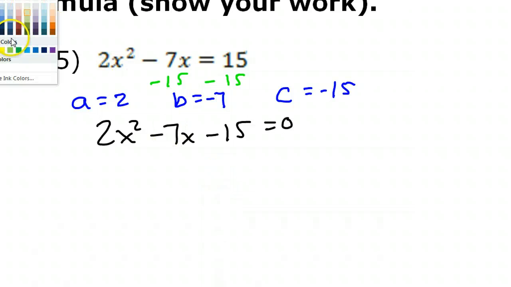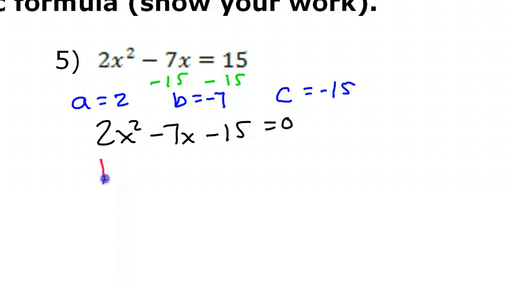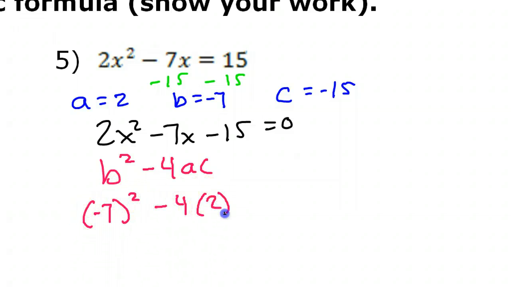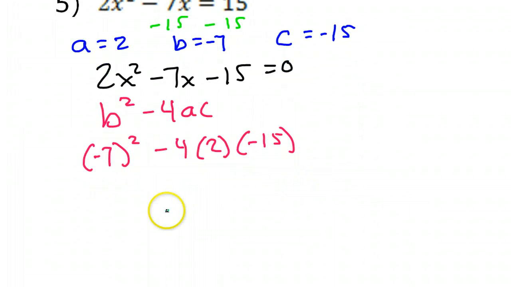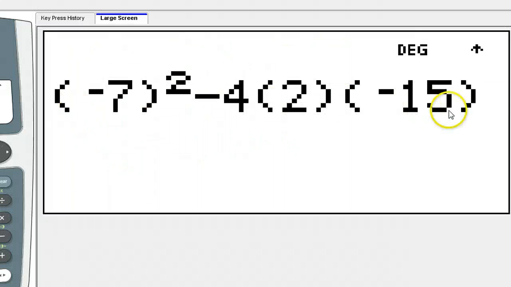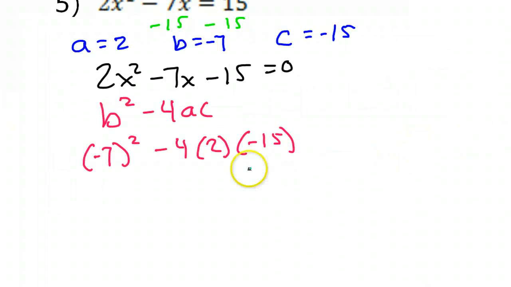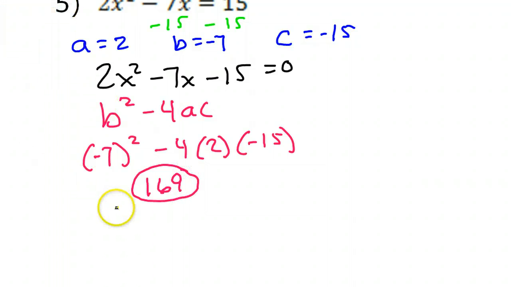So as before, the first thing we do is find the discriminant. Find b squared minus 4ac. So that's going to make negative 7 squared minus 4 times 2 times negative 15. Okay, so that's what it would look like. So that's 169. So that's our discriminant.